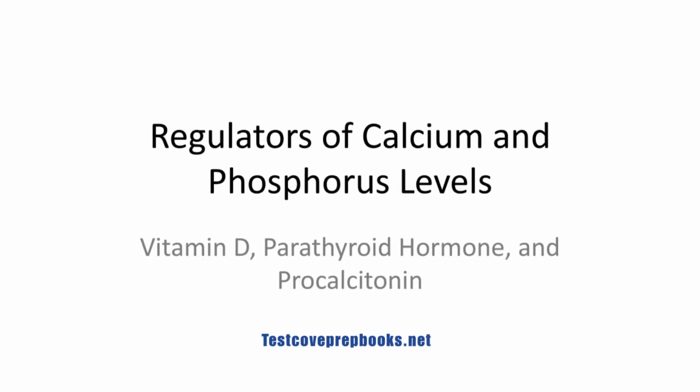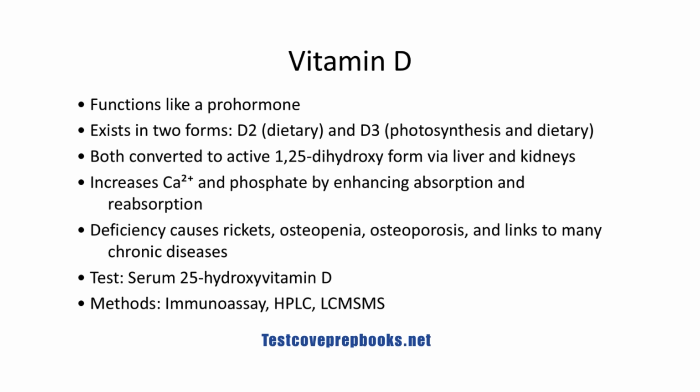Let's discuss the key regulators of calcium and phosphorus levels in the body: vitamin D, parathyroid hormone, and procalcitonin. Let's begin with vitamin D. Although we often call it a vitamin, vitamin D functions more like a prohormone.